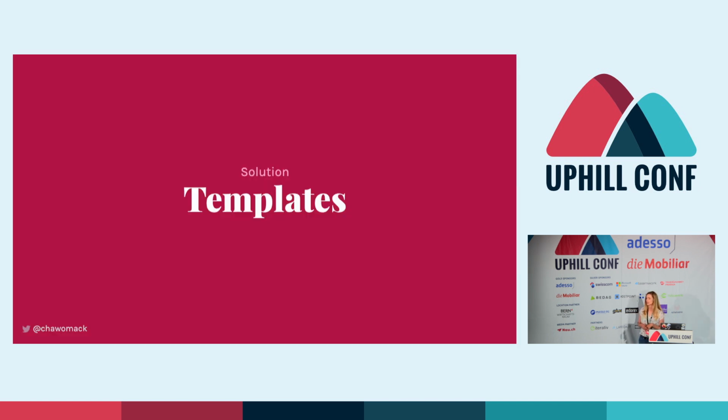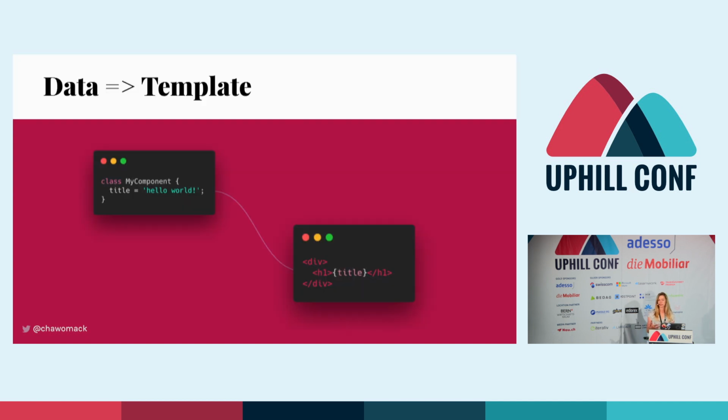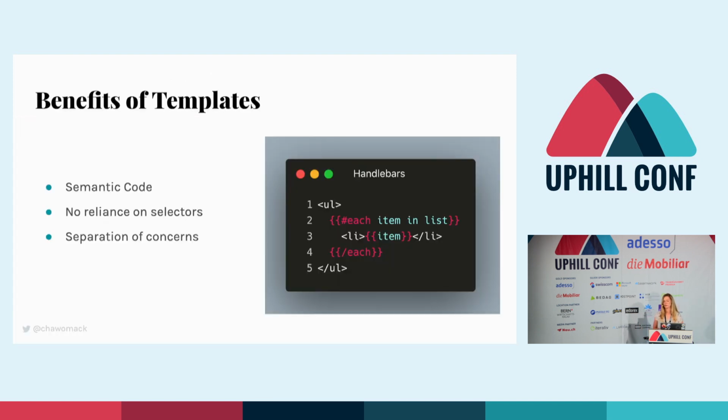So let's start with templates. Templates let us create dynamic DOM elements without having to use the DOM API. So it's really nice. It usually takes form with a component, which will probably be a class, and it'll have properties in it. And then we can use these properties as dynamic pieces in HTML.